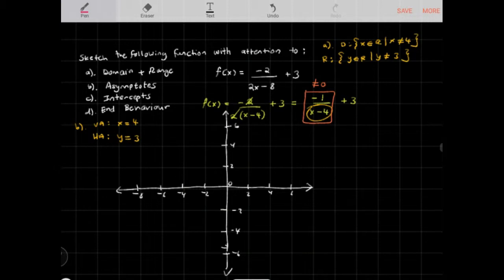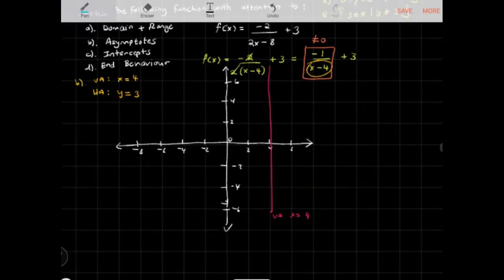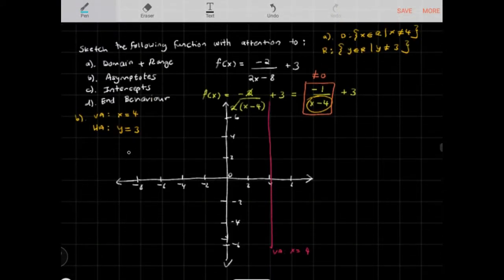My vertical asymptote I'm going to do in red. So this is my vertical asymptote, x = 4. My horizontal asymptote is y = 3. I'm going to do this in blue. So y = 3. Let's say it's the midpoint of 2 and 4. Technically you would want to use a ruler for this. So y = 3, just getting an idea of this.